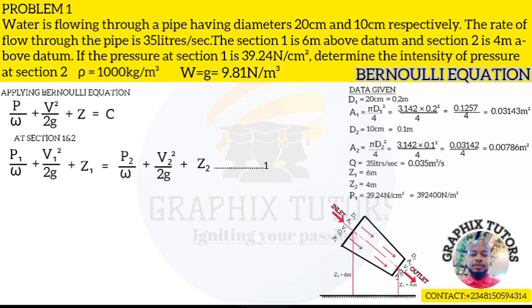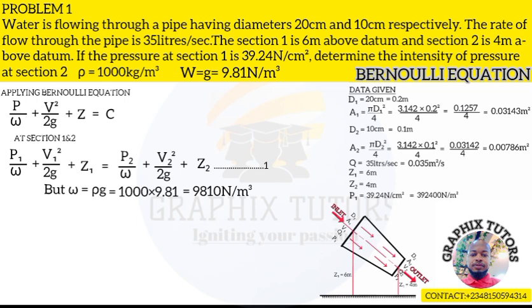Before I move further, we need to understand that my specific weight is density times gravity. We know the density is 1000 and gravity is 9.81. So if we multiply both of them, you'll have 9,810 Newton per meter cube. That's what you'll be having here.